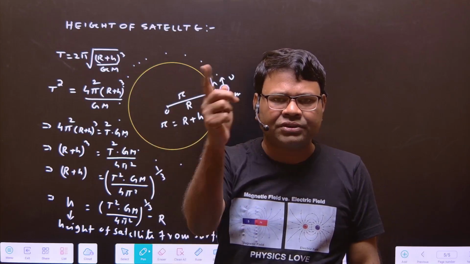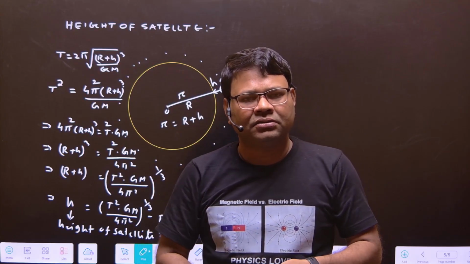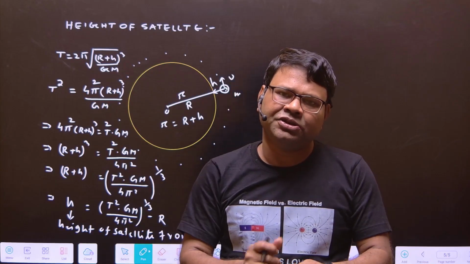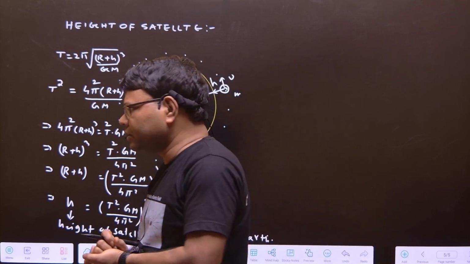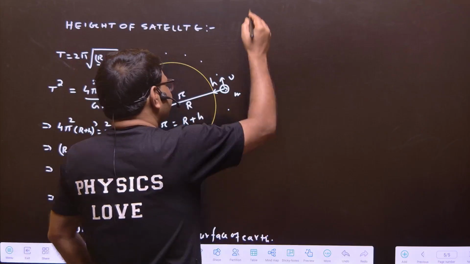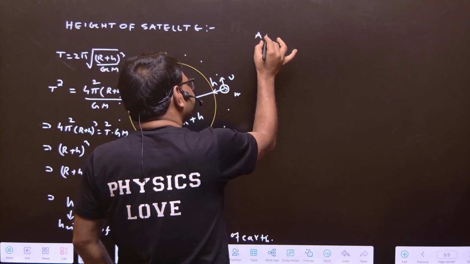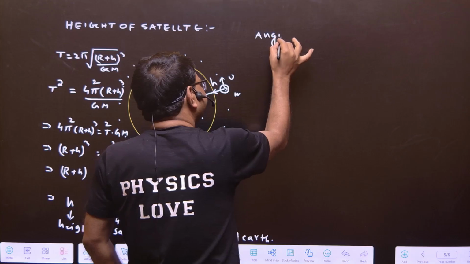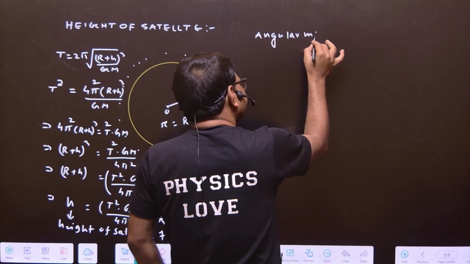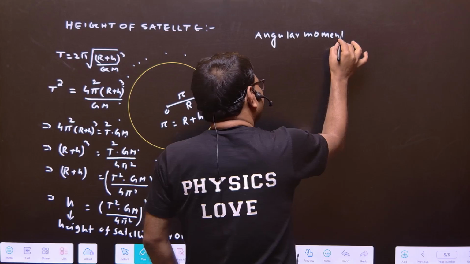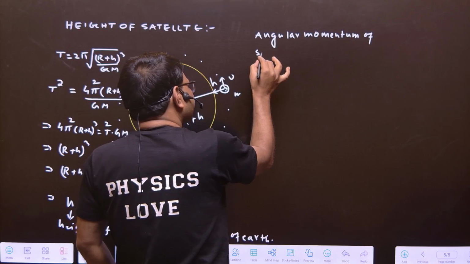Another term we have to discuss. The satellite is moving around the Earth. So what will be the angular momentum with respect to the center of the Earth? Angular momentum, we know, r cross p, angular momentum L vector. Please give the heading, students: angular momentum of satellite. Clear?